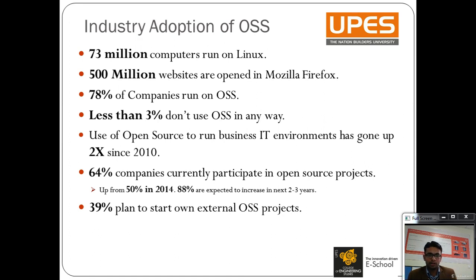And in this presentation you can see the rate of adoption of open source in industry. As you can see in this slide, 73 million computers are running on Linux, 500 million websites are opened in Mozilla Firefox, and approximately 78% of companies are running on open source software. I'm sure this figure can be a great motivation for all of us that industry is nowadays adopting open source software.